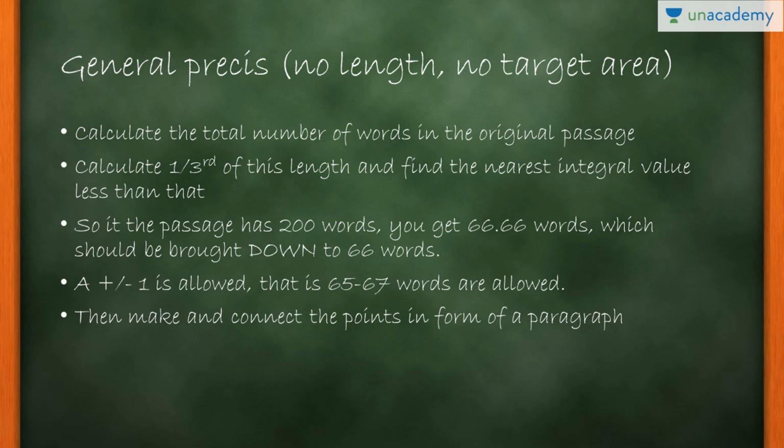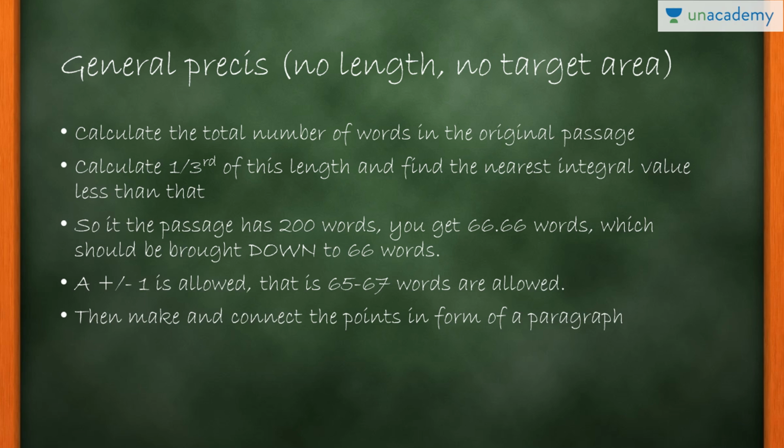I'm sorry for getting a little too mathematical, but I actually have given you an example. So if a passage is 200 words, then if you divide it by 3, you get 66.6667, which is obviously not a whole number, so you cannot have that many words. So what you do is, since a Precis needs to be as short as possible, you reduce it down to the lower integer, that is 66. Now, your Precis needs to be of 66 words. Obviously, that is the exact length.